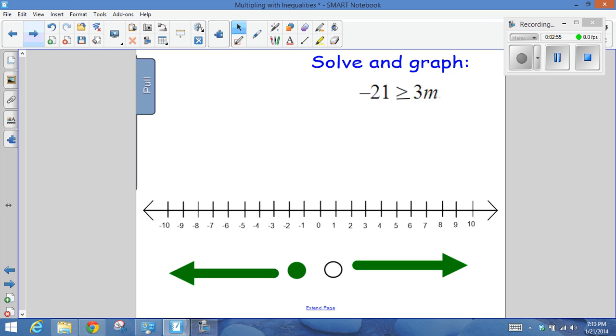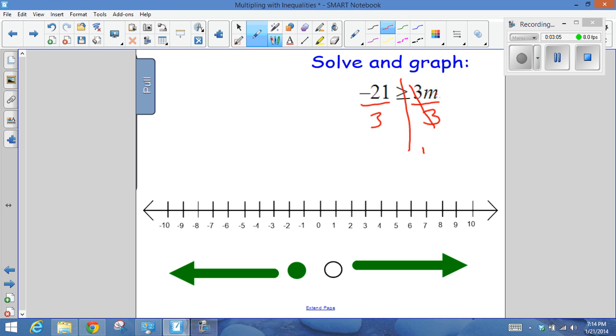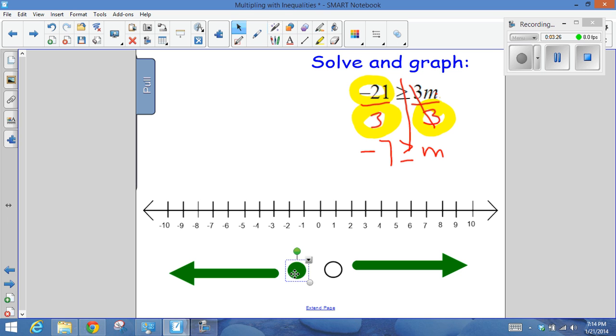All right, this one, I've got a 3, and this time it's being multiplied. So to undo that, I'm going to divide. Over here I have m, and -21 divided by +3 is -7. Now, I did have a negative here, but I didn't divide by a negative. So since I didn't divide by a negative, I don't need to flip the sign. So I'm going to keep the sign just the way it is. So I'm going to need a closed circle here at -7.